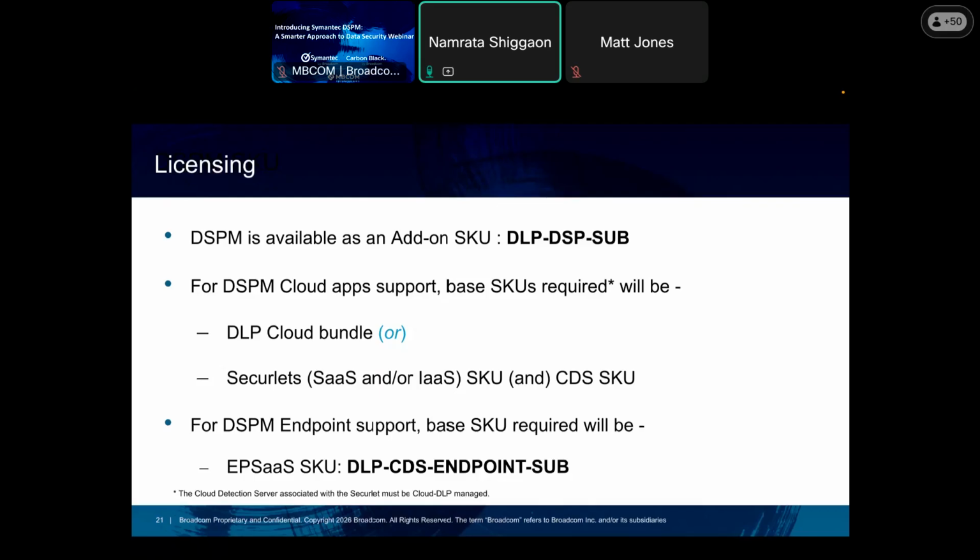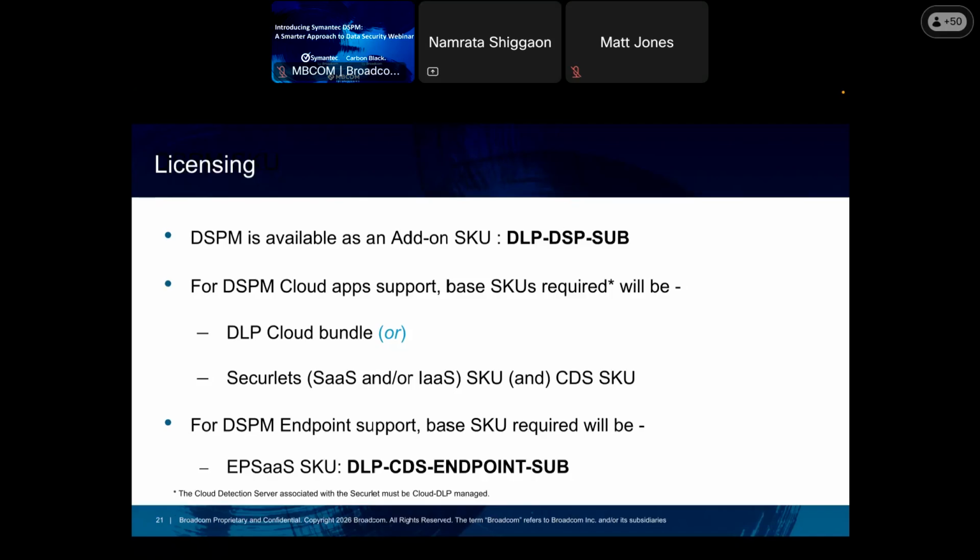If you want to get the DSPM solution for visibility across cloud applications, that is applications that we currently support via SecureLets, customers will need to have either a DLP cloud bundle or at least the SecureLets SKU, that is the SaaS and/or IaaS SKU, and CDS configured. Now, please note, DSPM is a cloud managed solution, and the cloud detection server associated with the SecureLet must be cloud managed for DSPM to work.